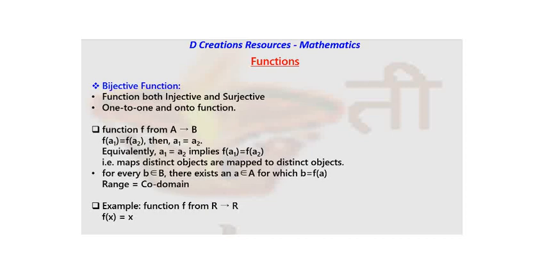Now, similarly, we have the concept of surjection. So here in the set B, if you consider some element, say b, from that set, there has to be an element a from set A such that b is equal to f of a. So, in other words, here the range is equal to the codomain. There will not be any element in set B which does not have a pre-image in set A.